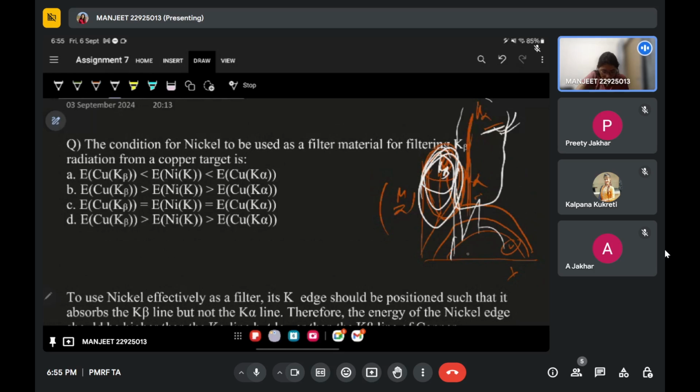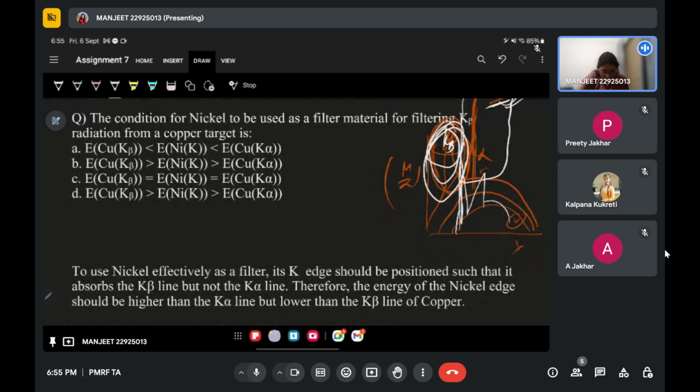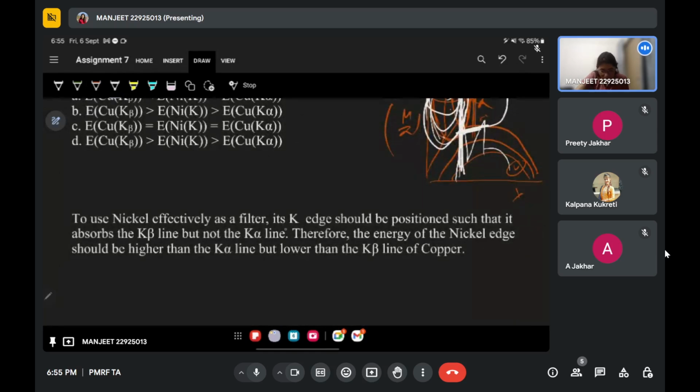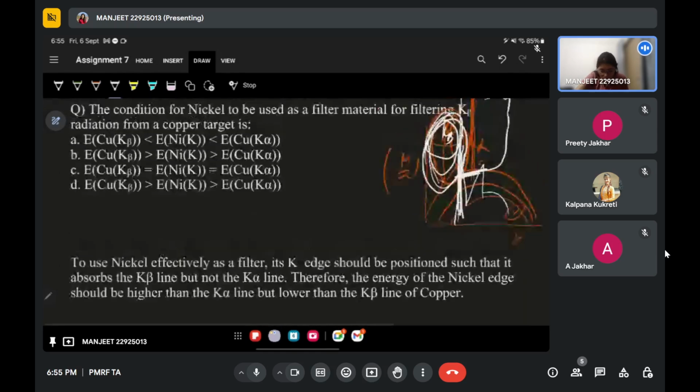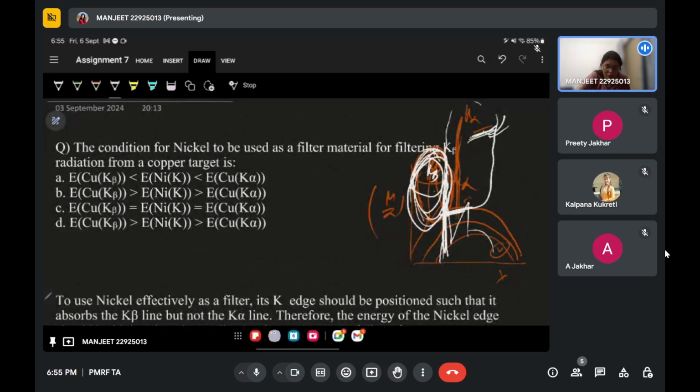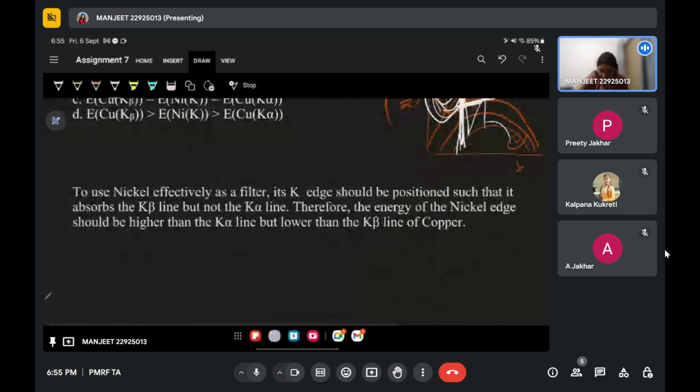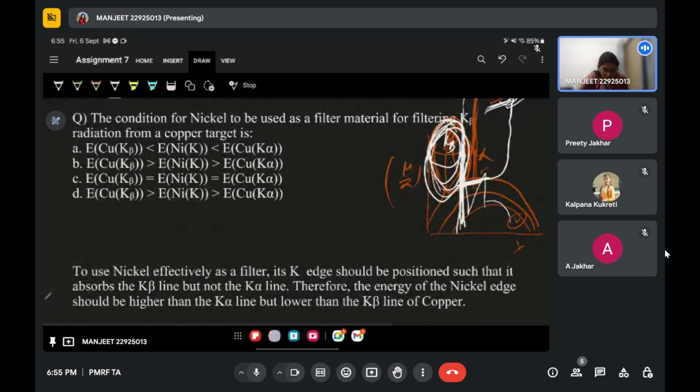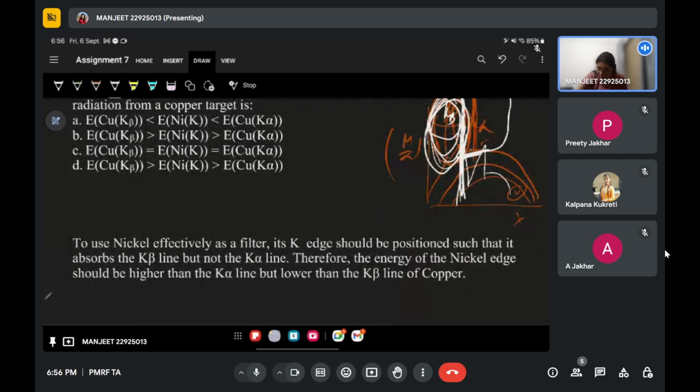So this nickel edge should be such that it can have only this value. It should not have this one. It should be lying between the alpha and the beta one. Similarly, its K edge should be positioned such that it absorbs the K beta one, because if the K beta is absorbed, then we will remain with only the K alpha. So this nickel edge should be higher than the K alpha one, but lower than the K beta one.